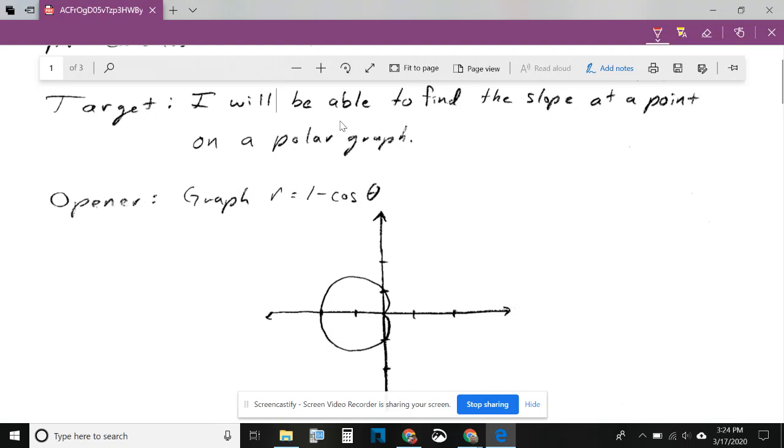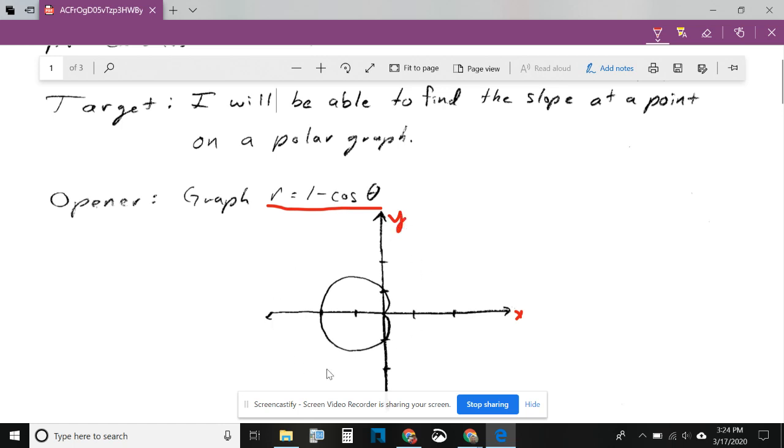Talk about slope at a point on a given polar graph. So what you see in front of us is an equation, r is equal to 1 minus cosine theta. We have that mapped out on the graph here below. So this is actually on an xy axis. So there's the x-axis, got the y-axis, okay?